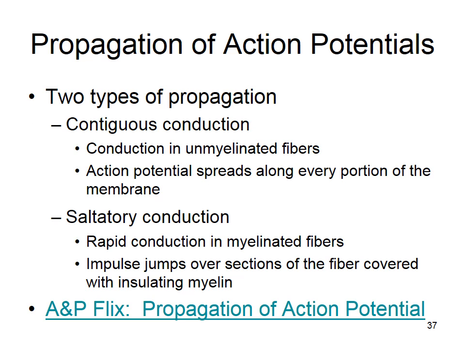Okay, we're going to talk about two types of propagation. One is called contiguous, and that is not a typo. You can think of it as being continuous, but it's actually called contiguous. And this is how unmyelinated neurons fire action potentials. So if the axon is unmyelinated, every portion of the membrane fires an action potential. So it's slower.